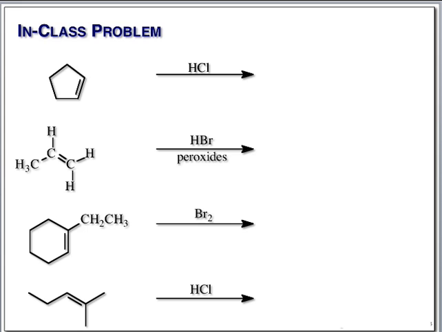Our first reaction, we have HCl. What do we say to ourselves? This is going to be an ionic addition. We are going to form a carbocation. Chloride anion will add to that. We could have rearrangements, but we won't. And this is simply going to give us the alkyl chloride.